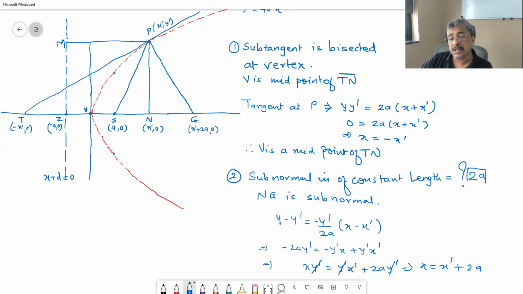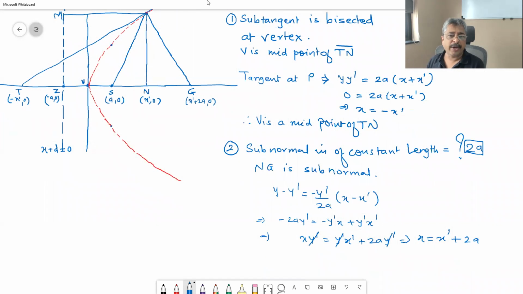This is independent of point P. This is good because it is independent of the point P that you choose. Every time it is going to be 2a. That is the good part. If the parabola is y square is equal to 4ax, the subnormal is 2a.